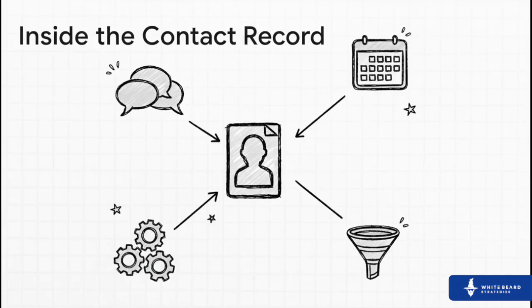And I mean, just look at everything that's packed in here. This is so much more than a digital address book. You've got their entire conversation history, every text, every email. You can see what automations they're in, what stage of your sales pipeline they're at. Everything you do comes right back to this screen.